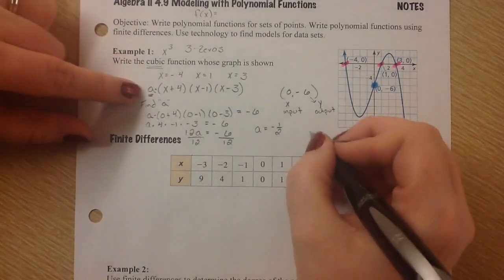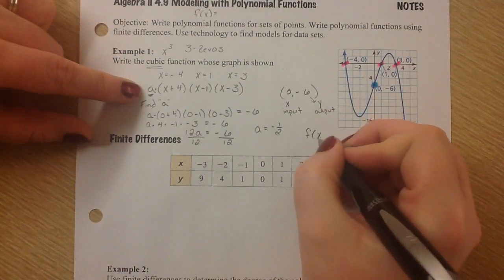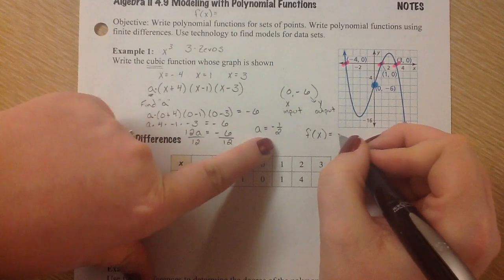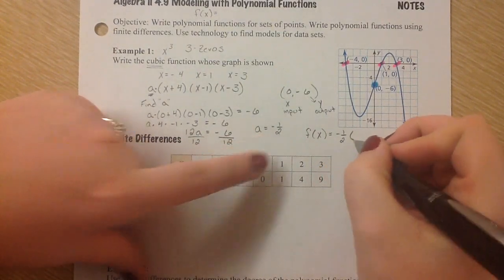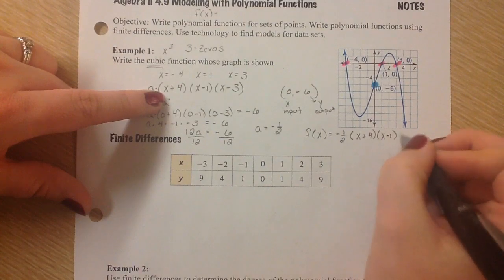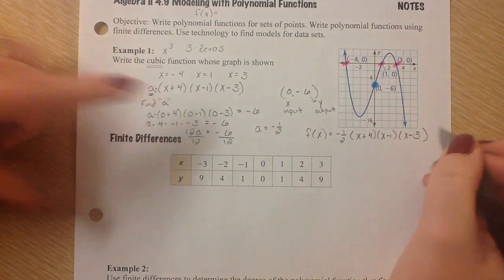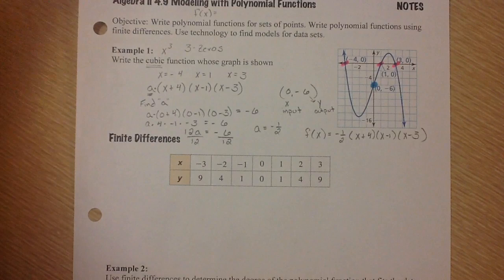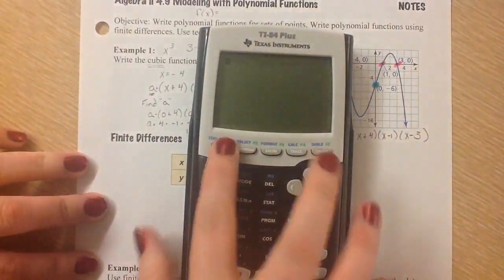So then I know my function f of x is going to equal my a, negative 1/2, and let's just leave it in factored form: x plus 4, x minus 1, x minus 3. And now I can double check this by graphing this in my calculator.